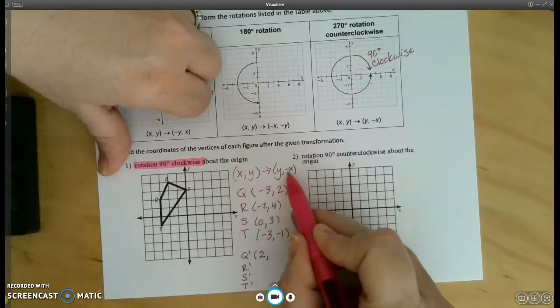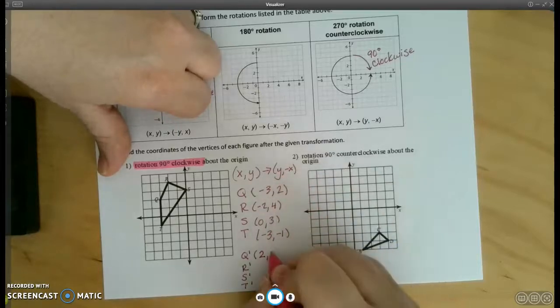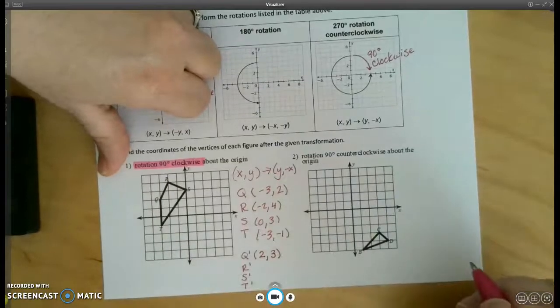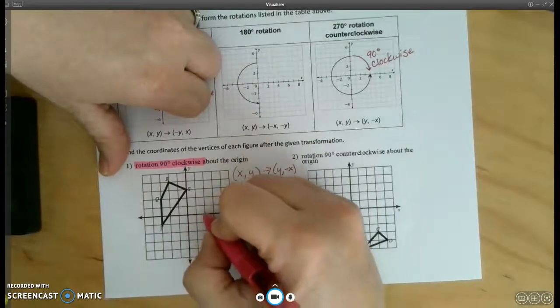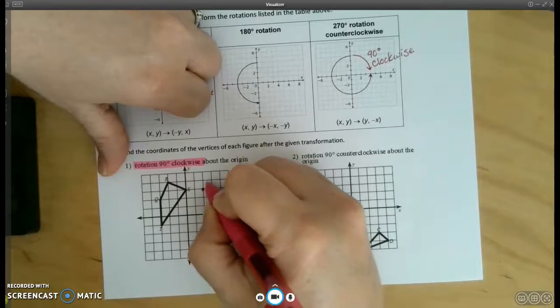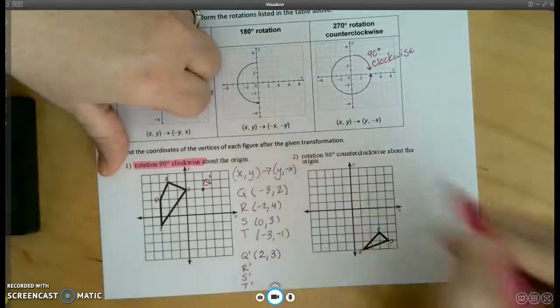So that means change the sign. So instead of negative 3, it's going to be positive 3. So the point (2, 3) is where Q prime is.